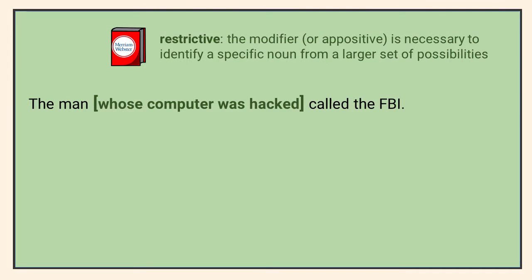The first step is to identify the adjective or relative clause. Then check to see whether the information in the clause is necessary to restrict the noun in front of it to a specific person or thing. Here, the adjective clause identifies which specific man called the FBI, limiting the potential callers to one specific person.